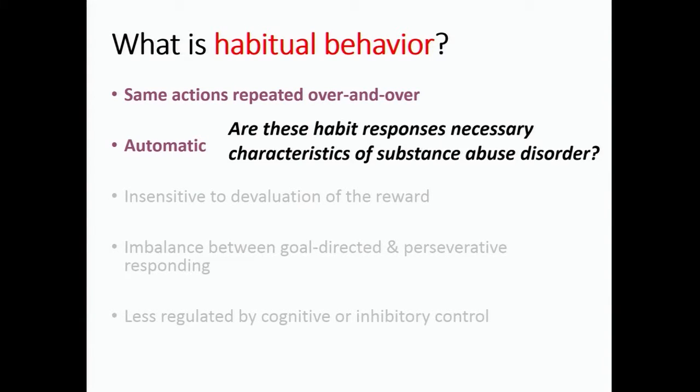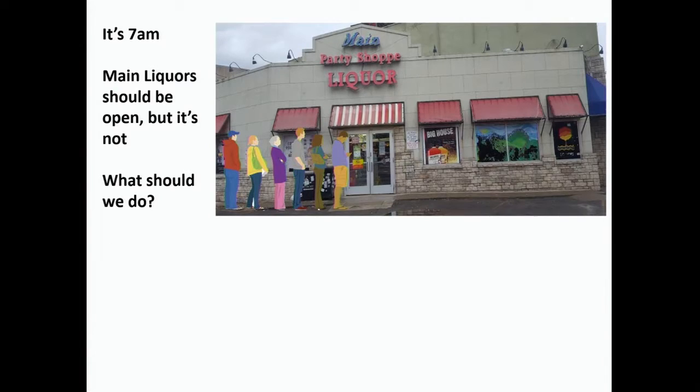And so are these habit responses necessary characteristics of substance abuse disorder? I'm going to try to model that in a rat. The reason I got into this was because of one thing I saw, and this is just an example. This is a liquor store in Ann Arbor called Maine Liquors. I was out and about at 7 a.m., and this store should have been open. There was actually a long line of people outside waiting for the store to open, but the store wasn't open.